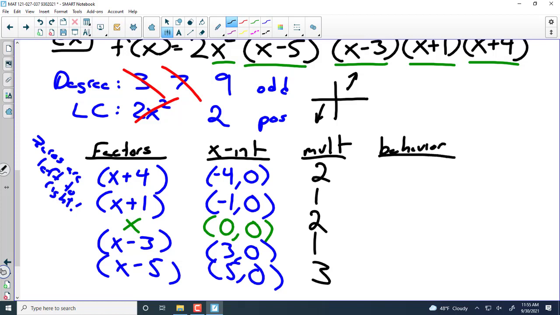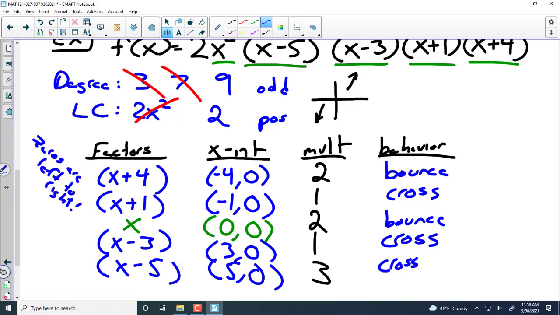If your multiplicity is even, I don't care what even number it is, what do you do? You bounce. So we're going to have a bounce there, and a bounce there. If your multiplicity is just the number 1, what do you do? You just cross over. If your multiplicity is some odd number bigger than 1, like 3 or 5 or 7, what do you do? You cross and flatten, or you wiggle, whatever you want to call it.